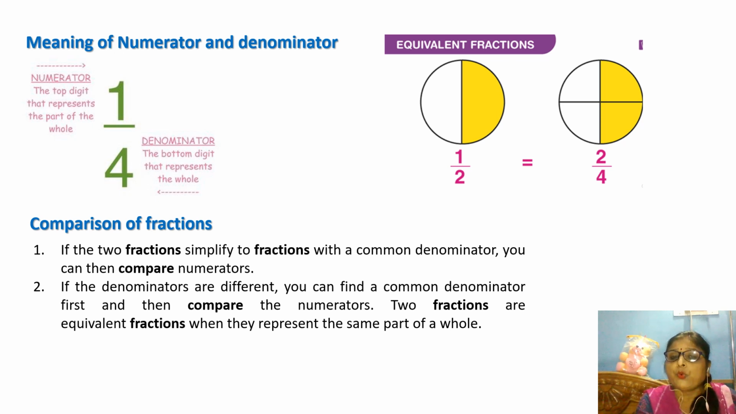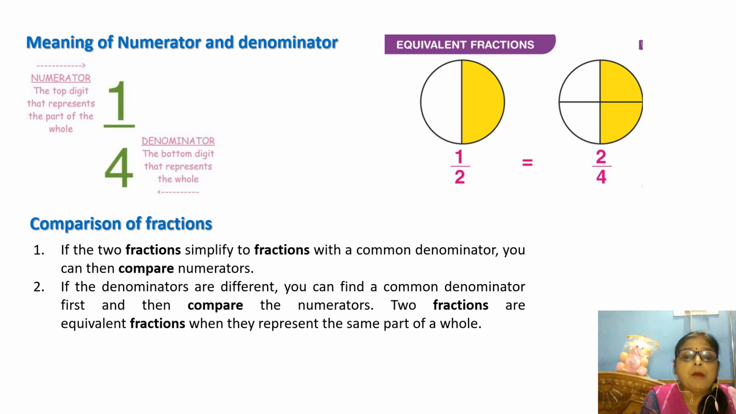1 by 2. When 1 is multiplied by 2 and 2 is multiplied by 2, means we are multiplying the numerator and denominator with the same number. Now your answer is 2 by 4. So you can say that 2 by 4 is the equivalent fraction of 1 by 2. So once again, when you multiply the numerator and denominator with the same number, you get the equivalent fraction.